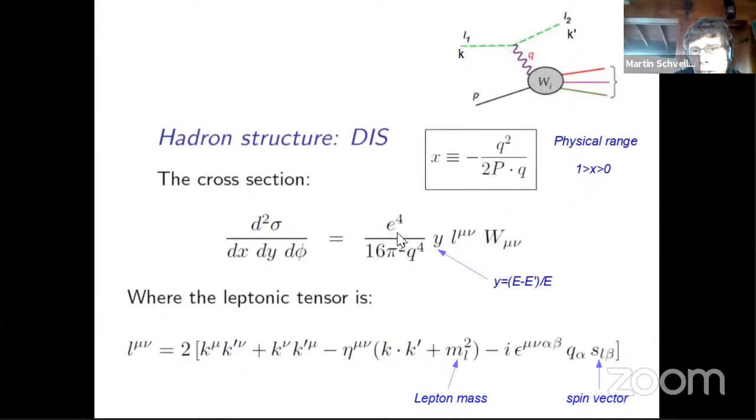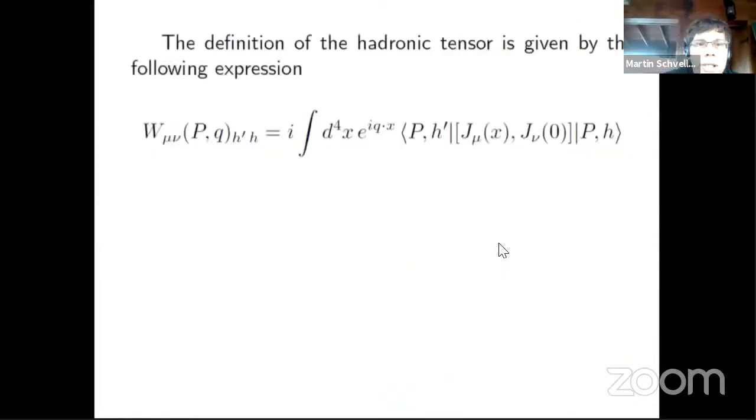So the point here is that since this is an electromagnetic process, we have the electric charge, and then over here there is the more important thing, the contraction of these two tensors. One is a leptonic tensor, written over here, and it's very easy to be calculated in terms of just quantum electrodynamics. But the second piece, this tensor over here, is the thing which is very complicated to calculate, because it contains two electromagnetic currents. This is basically the commutator of two electromagnetic currents inside a hadron.